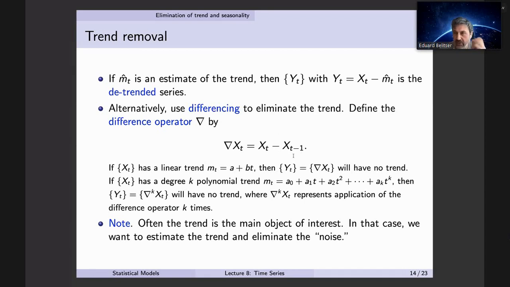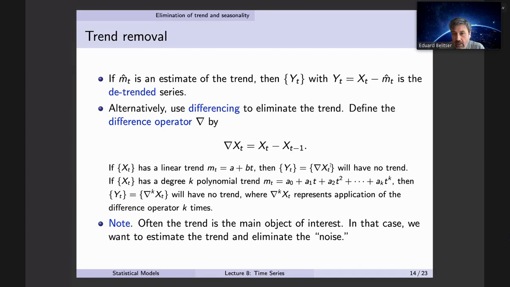It's called differencing. You just apply the differencing operator. You just take xt minus x_{t-1}, and then you get a new time series. You can apply this operator many times. And if, for instance, you have a linear trend, a plus bt, by applying this differencing operator just once, you will remove the trend. The resulting time series will not have a trend. You can compute that.